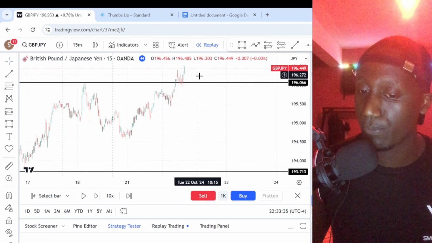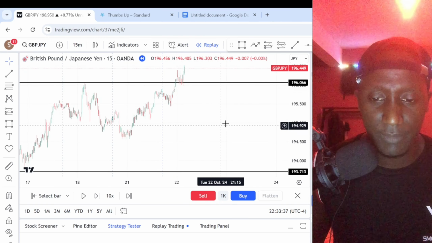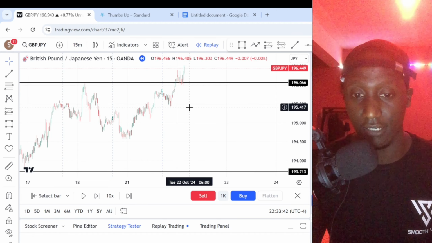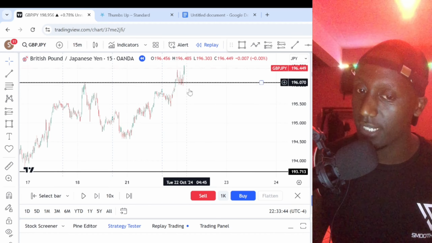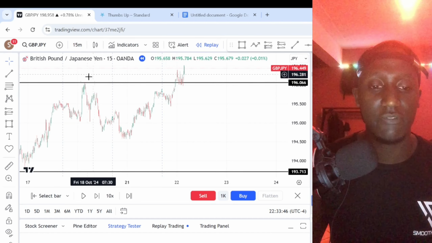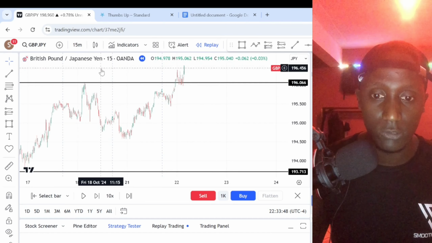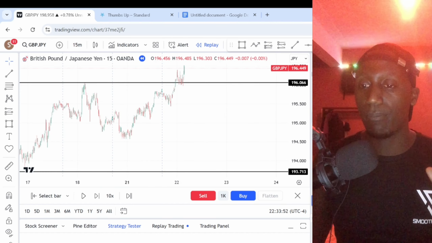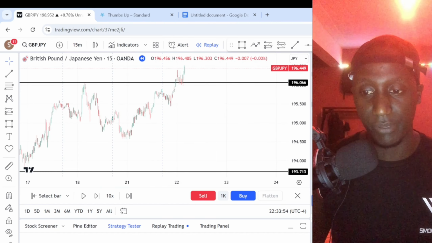If this price comes back in and closes back inside of the range, then we definitely have a sell signal. But if it closes outside of the range, then it invalidates this failed breakout. And now we have to wait for another failed breakout. So basically, that's exactly what a failed breakout is.